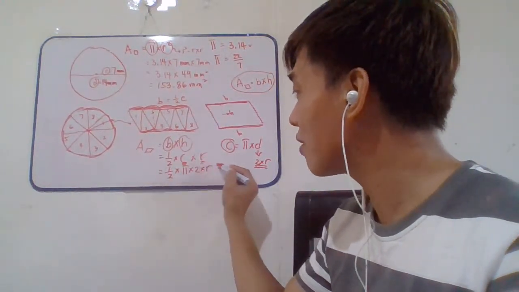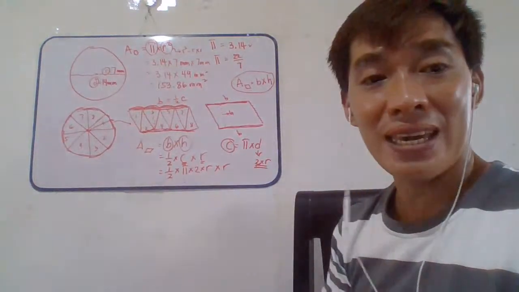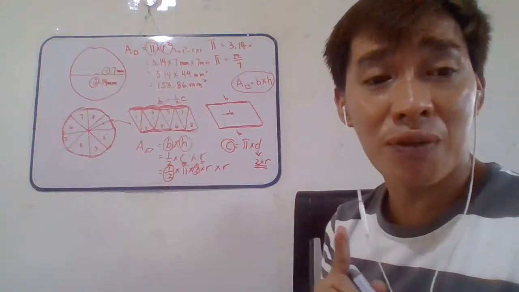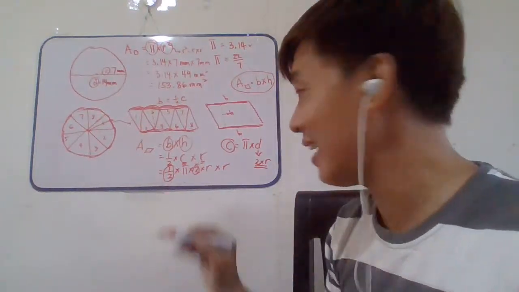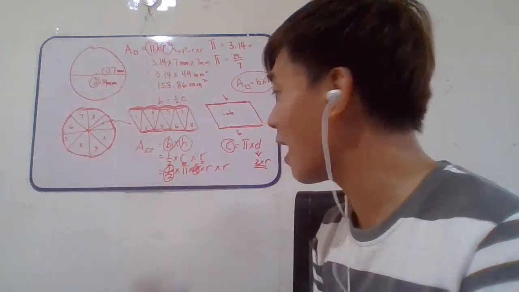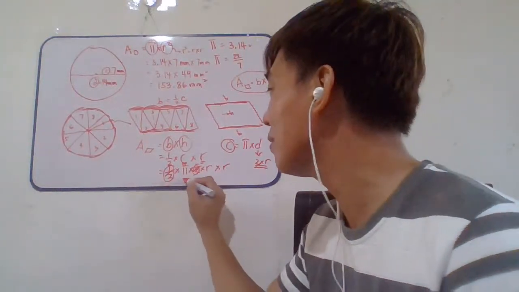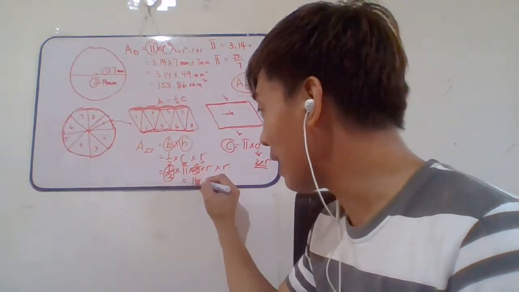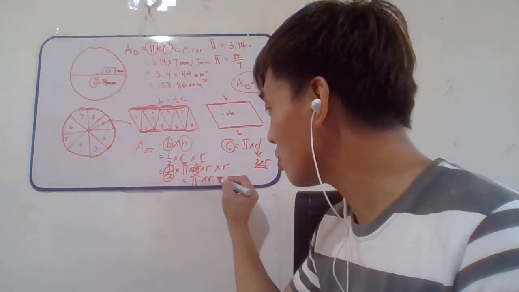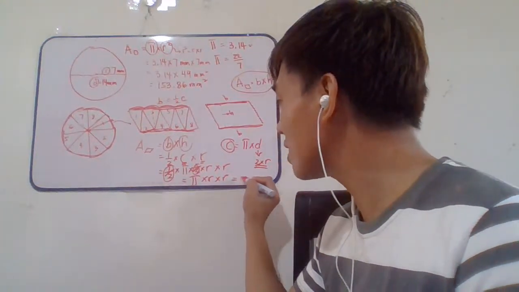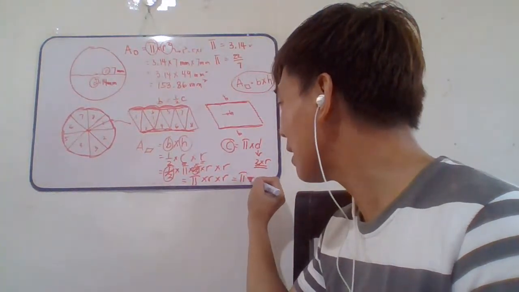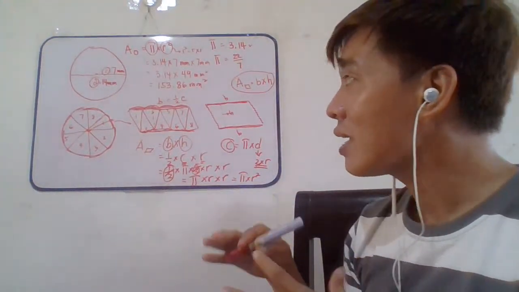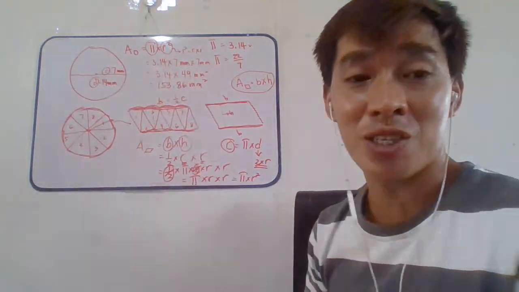And of course, we have here another radius. Now if you notice, one half of 2 is equal to 1, so we could cancel 1/2 and 2 because that is equal to 1. What will remain here is the pi times radius times radius, or that is also equal to pi times radius squared. That's the derivation of how we get the area of the circle.